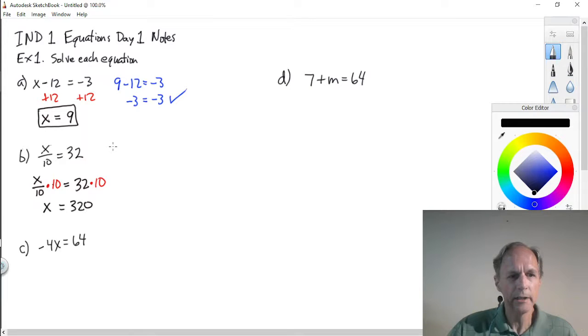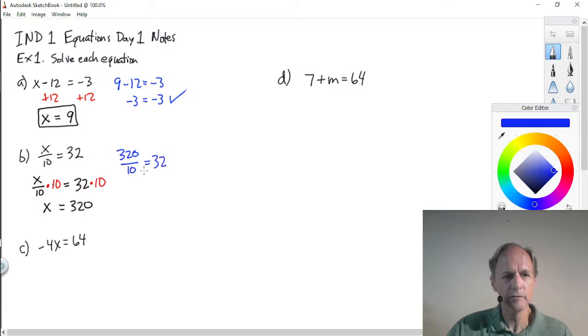Okay, we're going to put 320 in. Oh, I wanted to go blue. 320 in for the x. So it's 320 divided by 10 equals 32. See if it works. It does. Life is good. Okay, let's go on to the next one.